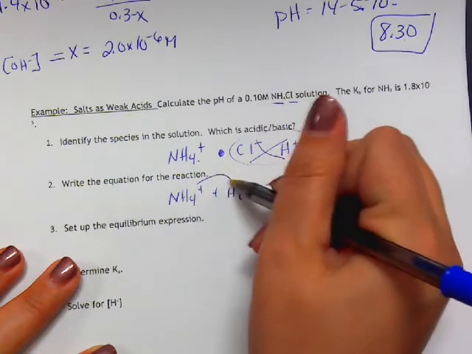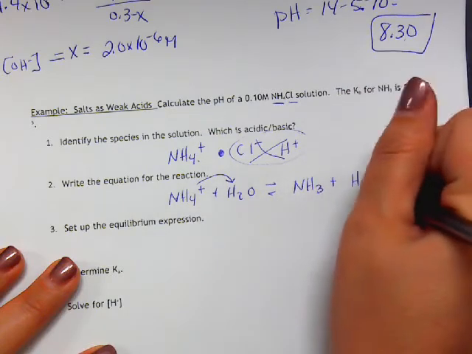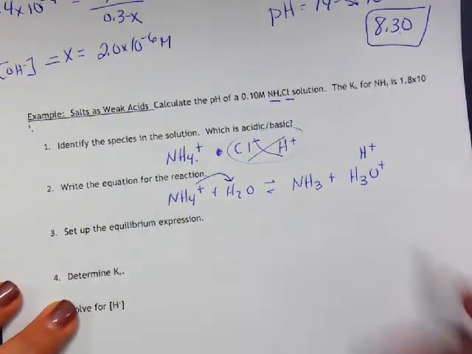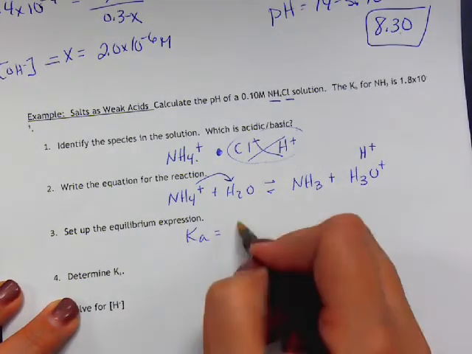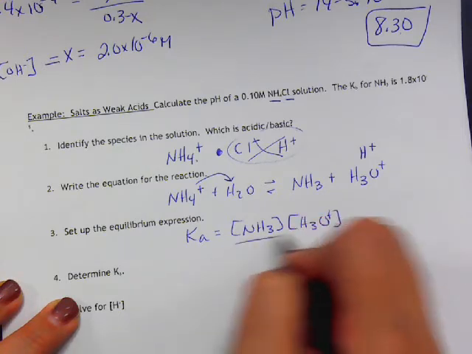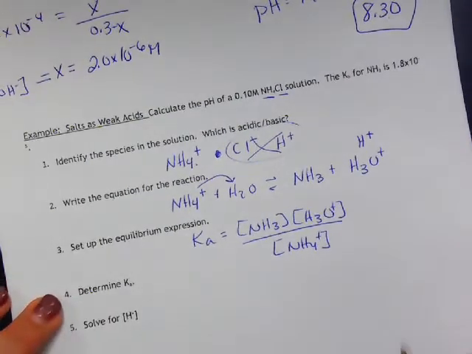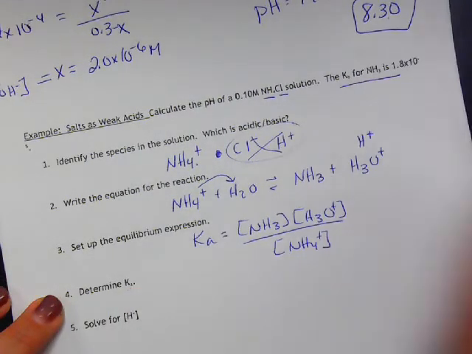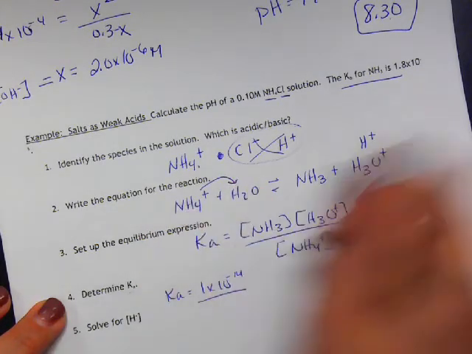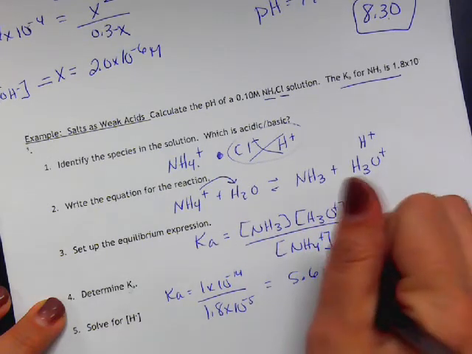And the NH4 is going to give a hydrogen to the water and form NH3. And in this case, the hydronium ion, which is the same thing as the hydrogen ion. If we set up our equilibrium expression, that's Ka is equal to the NH3 times the hydronium ion, and that's going to be divided by the NH4, the ammonium concentration. We need to determine our Ka because they gave us a Kb. So to determine the Ka, we would take 1 times 10 to the minus 14, divided by the Kb they gave us as 1.8 times 10 to the minus 5, and we get 5.6 times 10 to the minus 10.